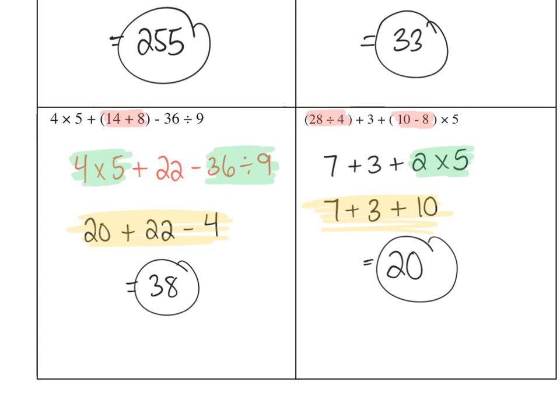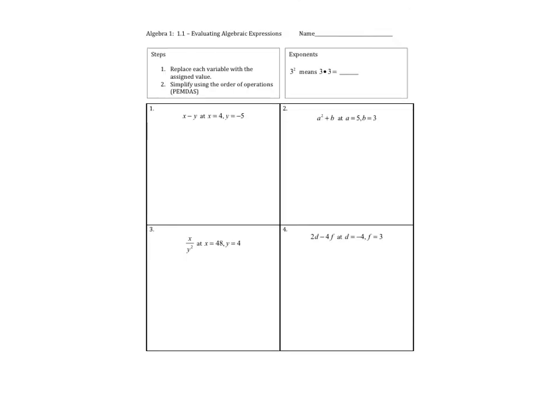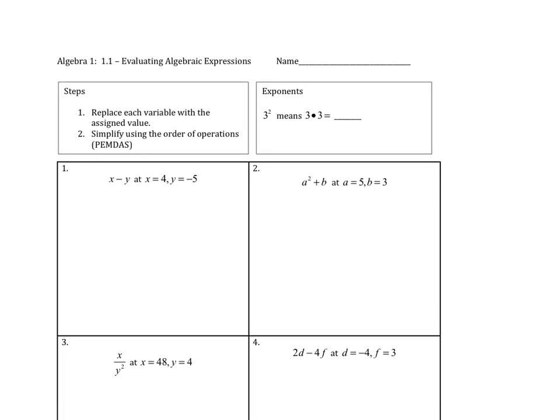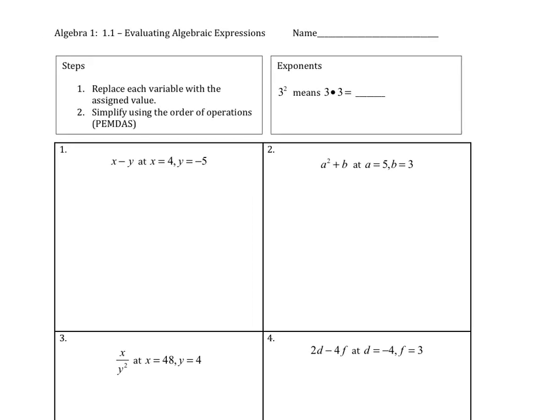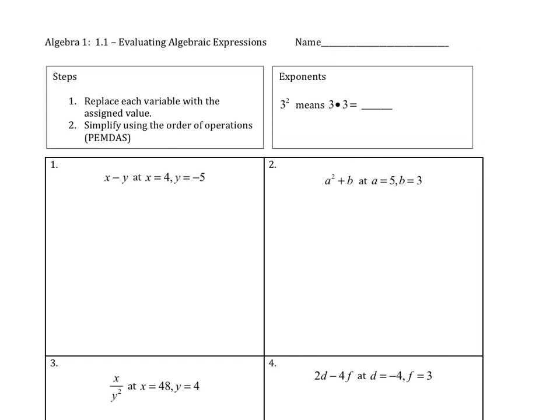So that is order of operations, the first topic in this unit. The next topic in this unit is evaluating algebraic expressions. So basically taking values for a variable, because algebra is all about the variables, x, y, a, b, and you're going to take whatever those variables represent and plug them into an equation to solve. So look at your steps that are highlighted here. First, we are going to replace each variable with the assigned value, and then we are going to simplify using the order of operations again, the PEMDAS.